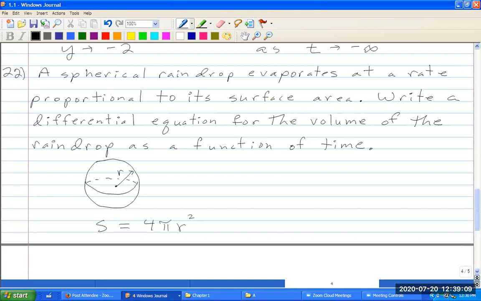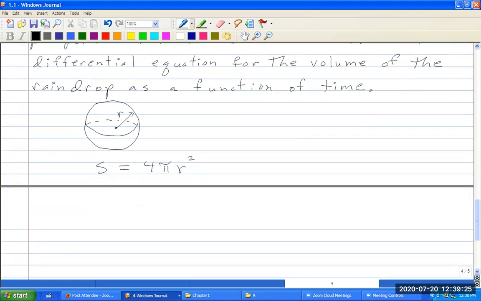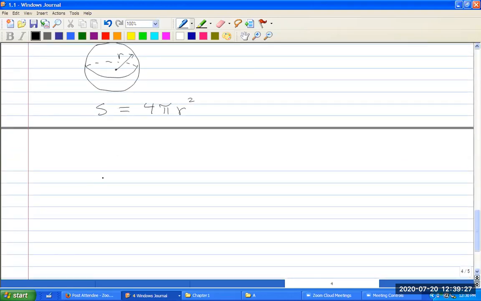Now, do you really care if it's 4 pi? Not really, because you were always talking about proportionality in this problem. But if you know what the surface area of a sphere is, it's 4 pi r squared. And what's the volume of a sphere? Now the volume is 4/3 pi r cubed.